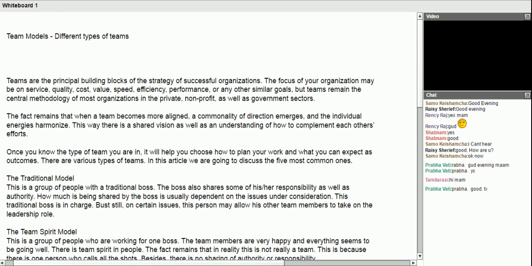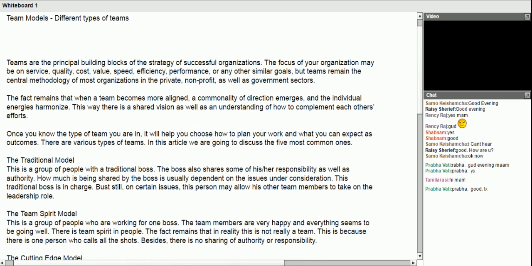Okay, so let's learn about different types of teams. Teams are the principal building blocks of the strategy of successful organizations. So a successful organization is one where we find good teams, right? Where people have the spirit of being one, right? Unity is there inside a team, between the team members. The focus of your organization may be on service, quality, cost, value, speed, efficiency, performance, or any other similar goals, but teams remain the central methodology of most organizations.